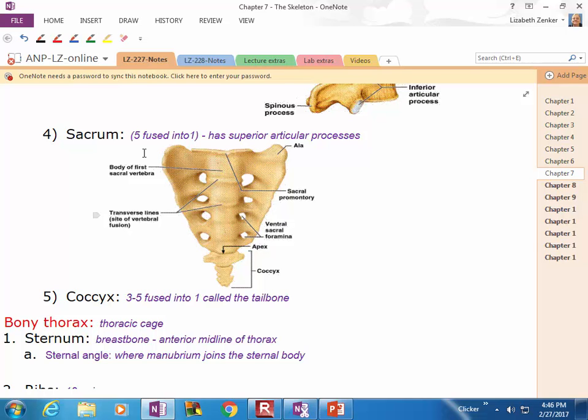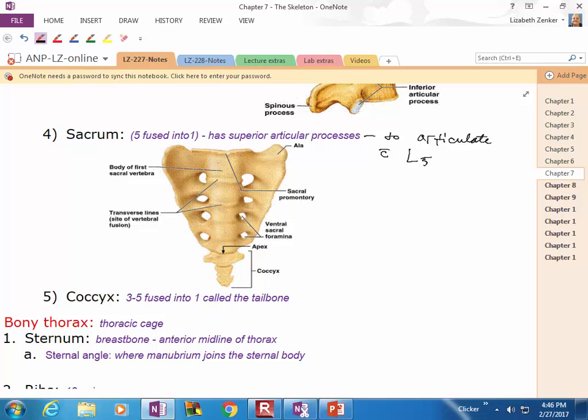This is to articulate with what? The L5 lumbar vertebra. Unless they have an L6, then I would say L6. But let's just go with L5 because that's the typical.